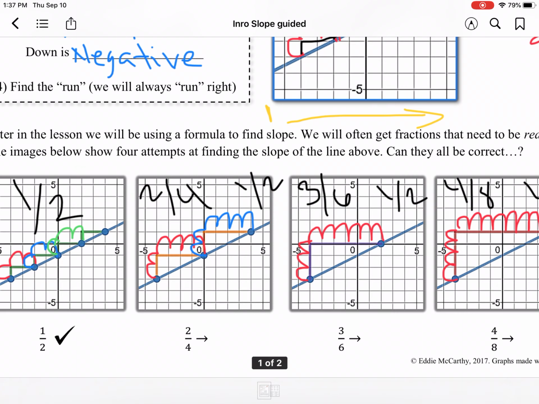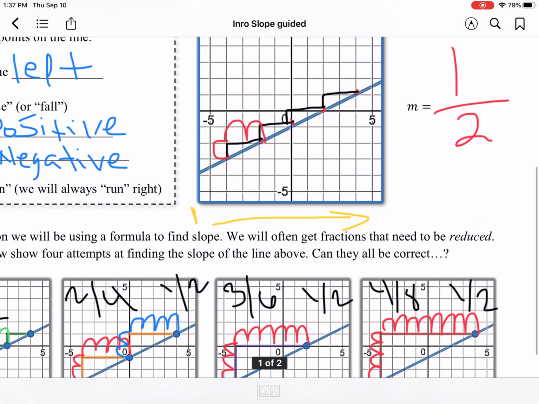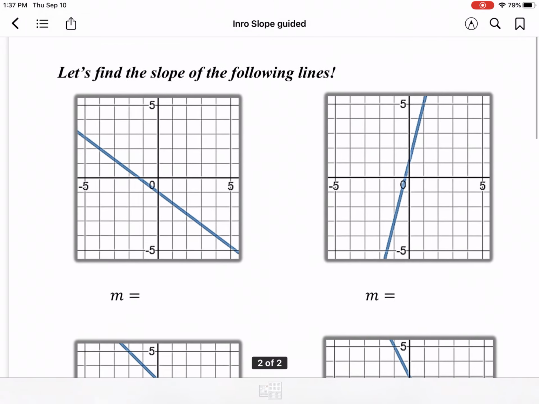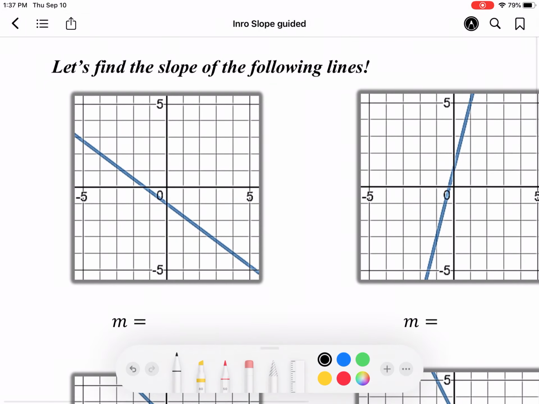Okay? So let's look at our next page. So here we're going to practice calculating slope from a graph. Okay? So remember, I'm going to plot perfect points. Start by plotting perfect points. So I'm going to go here. Well, I don't want to use blue. I want to use yellow. So I'm going to go here. And I'm going to go here. And I'm going to go here. Okay? Then I'm going to make my triangles. Here to here. Here to here.